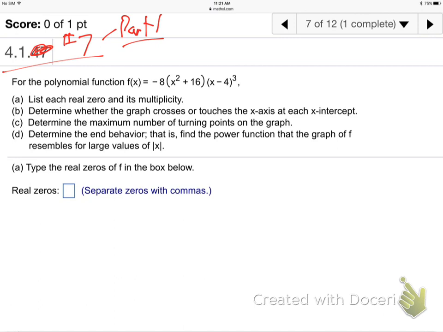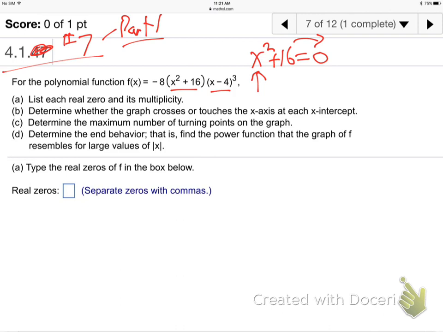All right, so list each real zero. We did that. We did part A last time, finding the zeros. Remember, you set each part that has x stuff equal to 0 separately. So if you set x squared plus 16 equal to 0, there's actually no answers out of that part. Didn't we talk about that? You can just tell by looking at it. What could you ever put in there and then square it and then add 16 and have it be 0?